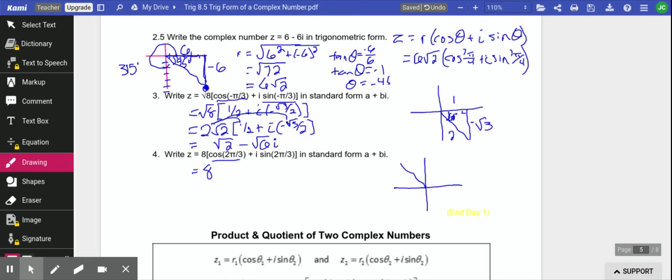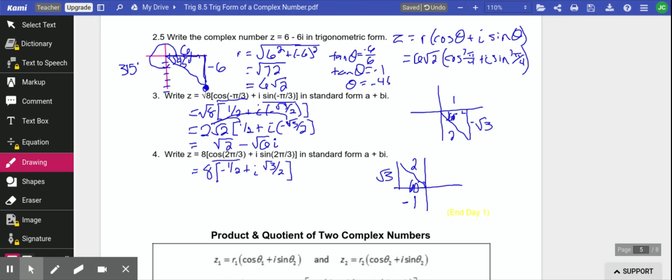See, the reference angle is going to be pi over 3, or 60 degrees. So we'll fill in the sides, 1, 2, and root 3, except this will be negative because we're left 1. So the cosine of 2 pi over 3 is going to be adjacent over hypotenuse, so negative 1/2. The sine of 2 pi over 3 is opposite over hypotenuse, so root 3 over 2.